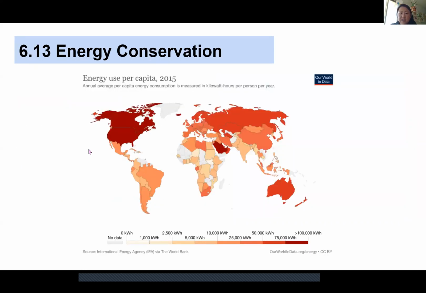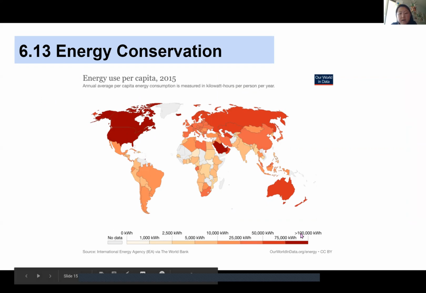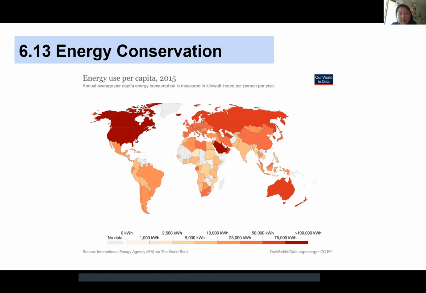All right. So this brings me to energy conservation. For energy conservation, if you take a look at this map, this is how much energy is used per capita throughout the world. Capita meaning person. So in the US and Canada, you can see that people use a lot of energy per person here. Each person uses a little bit less energy in Brazil and Mexico. Obviously, people use a lot of energy in Saudi Arabia and also Australia, Russia, yada yada.